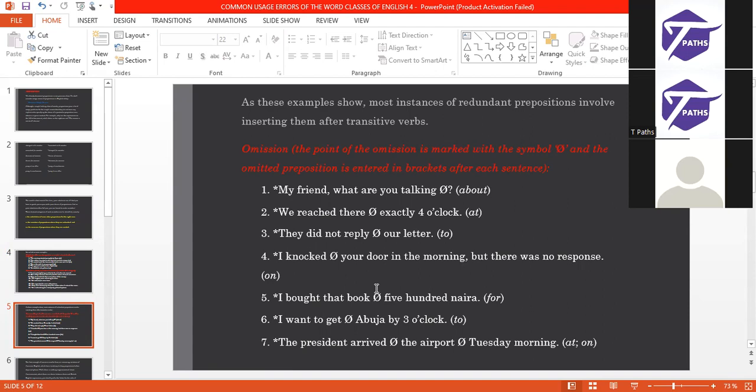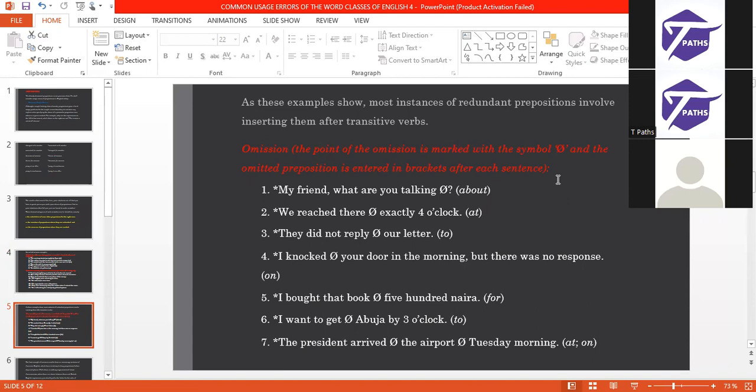The next one is omission. The point of the omission is marked with the symbol that looks like a zero with a cross through it, okay? And the omitted preposition is entered in brackets after each sentence, okay? So what I'm giving you today is a lowdown of what you need to watch out for.